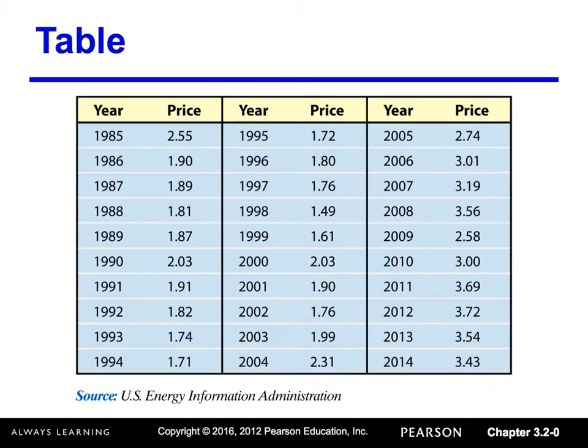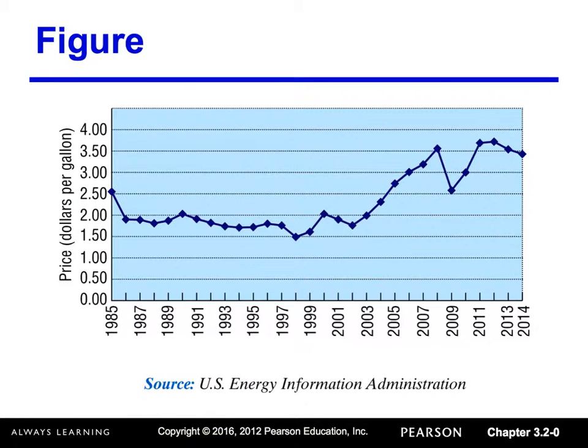So here's a table that displays the year and the price of gasoline per gallon. That information, year is the x and price is the y, is displayed in this graph. So you can see, for instance, that in the year 1985, the average price of gasoline per gallon was $2.50. In the year 2014, the average price per gallon was closer to $3.50. So you can see how the price per gallon has changed and fluctuated over the years.